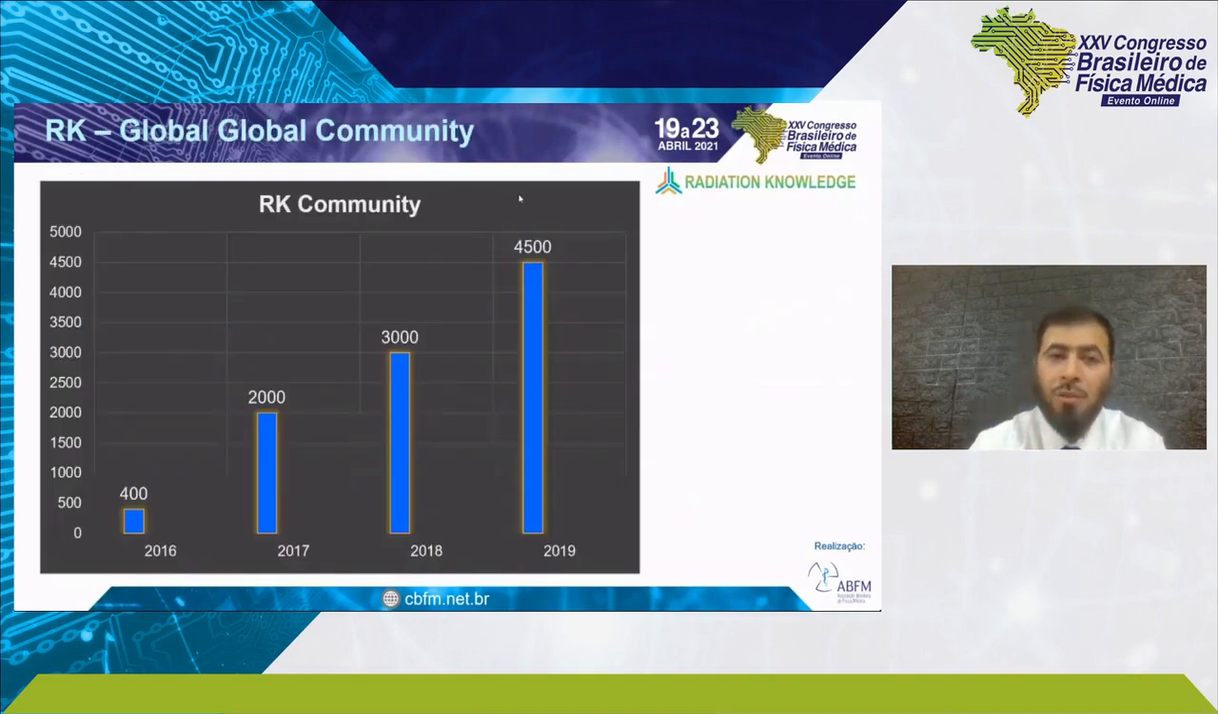Now, when it comes to the Radiation Knowledge community, in 2016, when we started, we had close to 400 planners. In 2017, the number jumped to 2,000, in 2018 to 3,000, and in 2019 to 4,500. We don't have enough resources to market or advertise, but what raised the number to this large number was mostly the passion of the participants, who looked at it in a very nice way and were competing with each other to prove their skills and gain professional recognition worldwide.